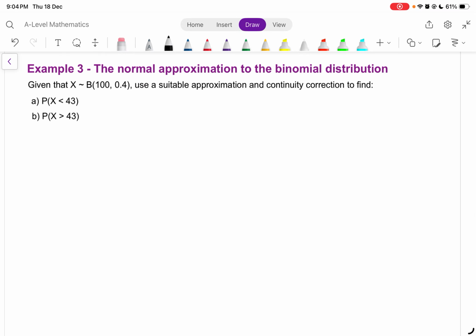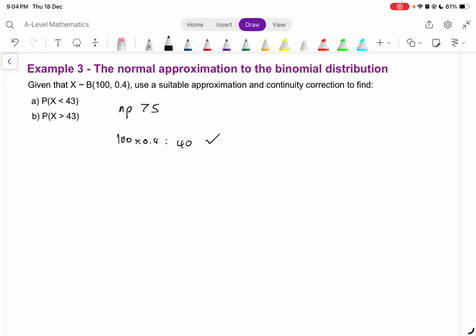Anyways, so given that x has the binomial distribution of 100 and 0.4, use the suitable approximation and continuity correction to find the probability that x is less than 43. So again, we have to make sure one thing. Our condition must be np bigger than 5. So what is our n here? Our n is 100 and p is 0.4, so np we get 40. So we can use the condition.